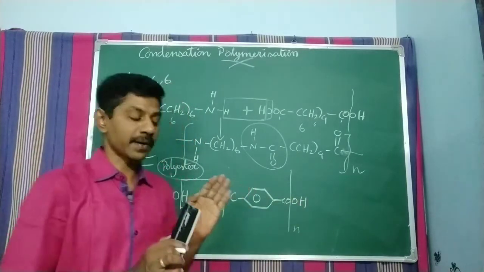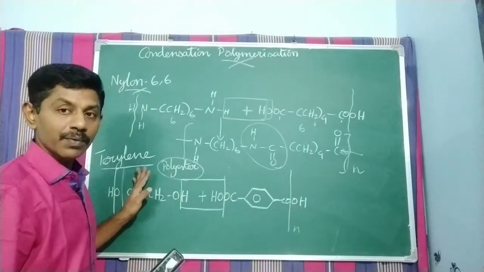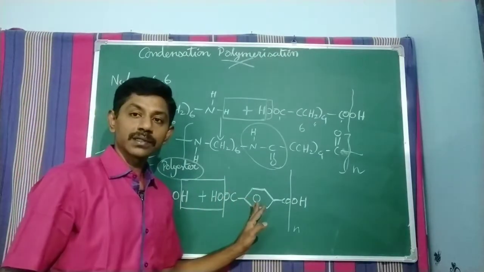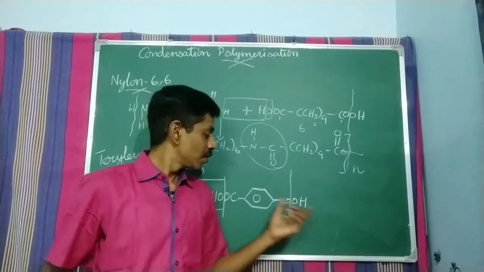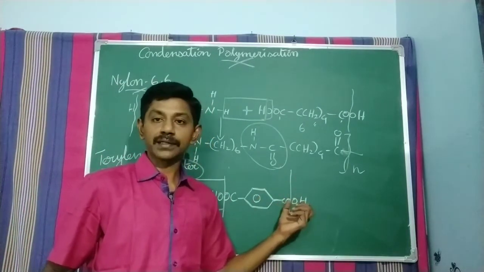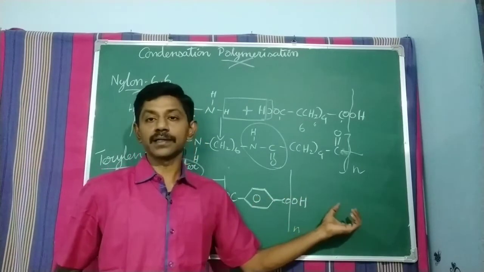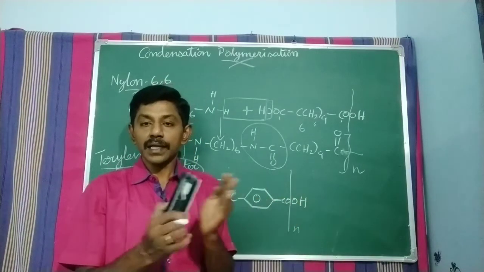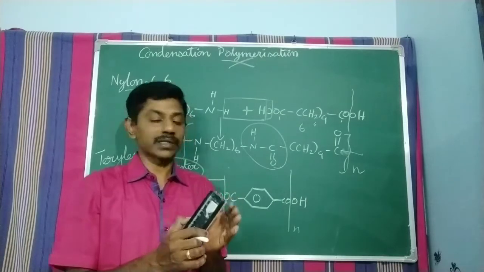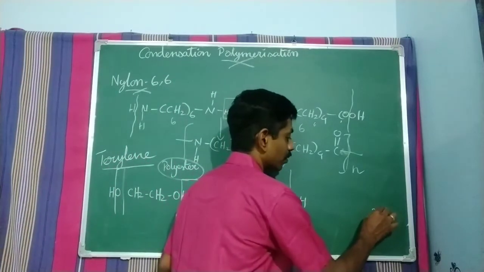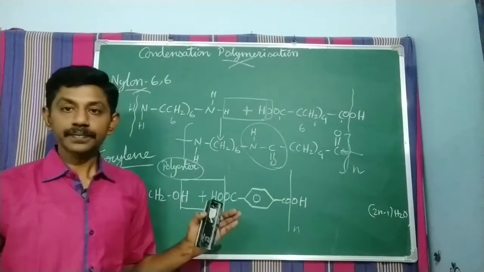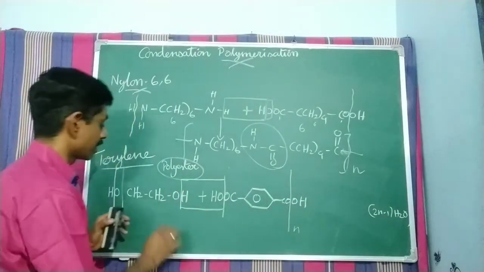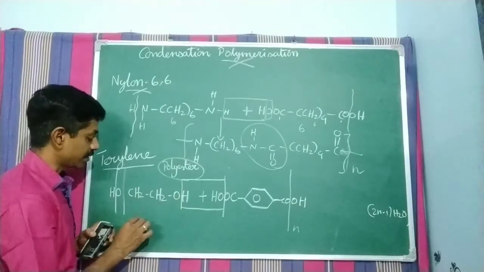See, you have to understand: number 1 is ethylene glycol, number 2 is terephthalic acid, number 3 is ethylene glycol. So 2 and 3 will react, that is, terephthalic acid and ethylene glycol will react. There again one more water molecule will be lost. So overall around 2n-1 water molecules will be lost. And the final product will be, as such, I am going to write, it is easy for you.